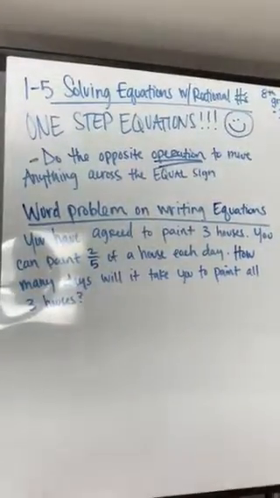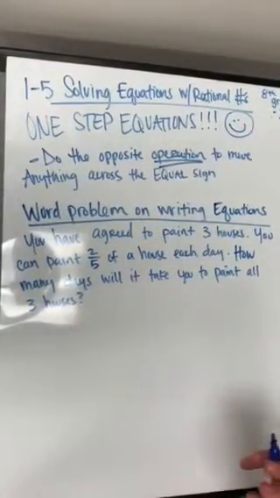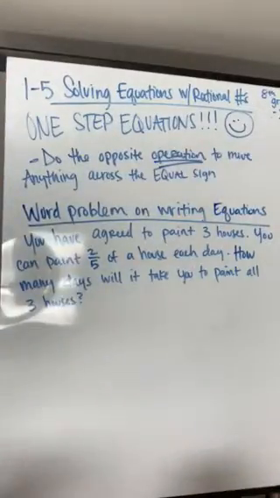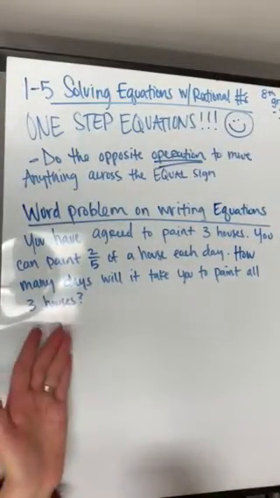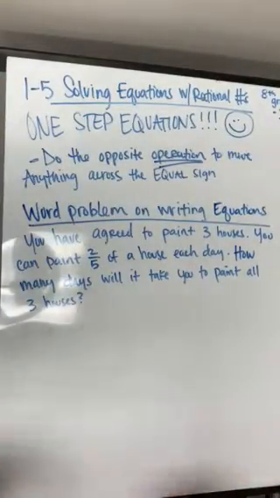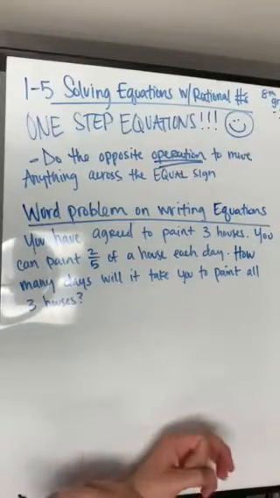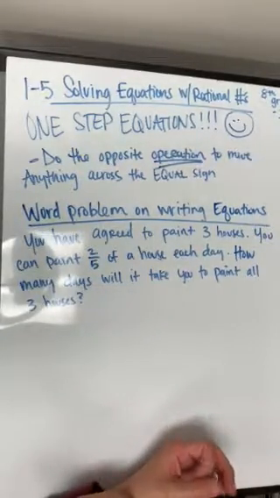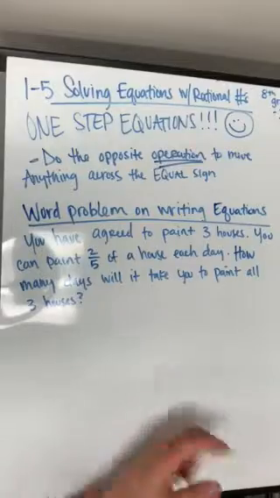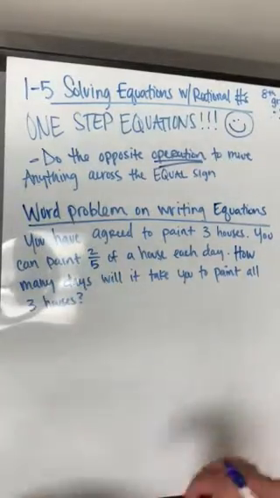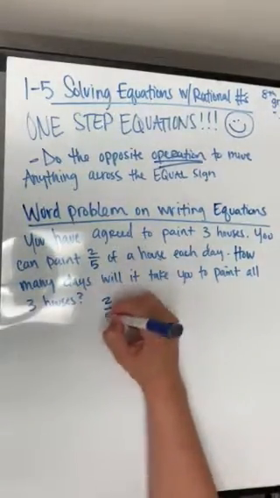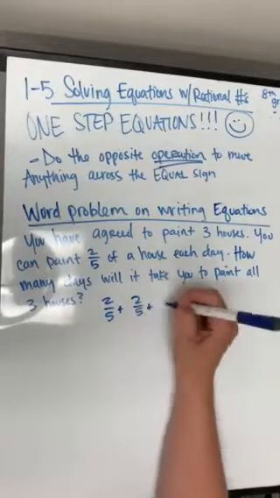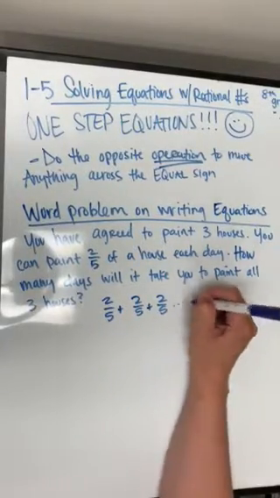All right, so our last section in this 1-5 is just talking about a word problem on writing equations. You have agreed to paint 3 houses. You can paint 2/5 of a house each day. How many days will it take you to paint 3 houses? Well, a couple of different ways to think about it would be 2/5 one day, 2/5 another day, 2/5 another day, and we can figure it out that way.